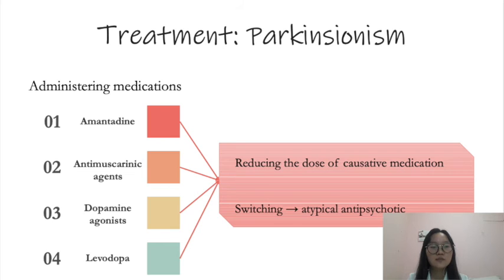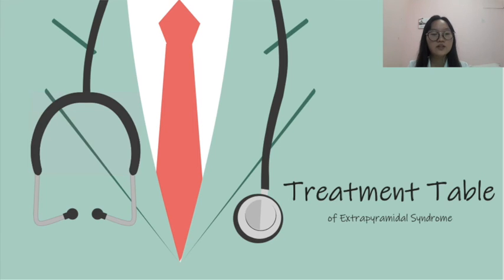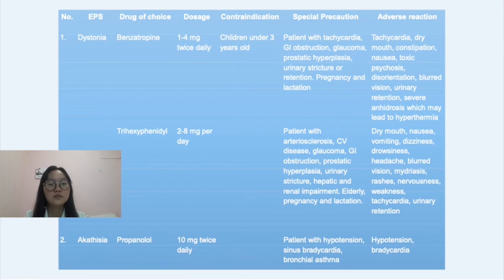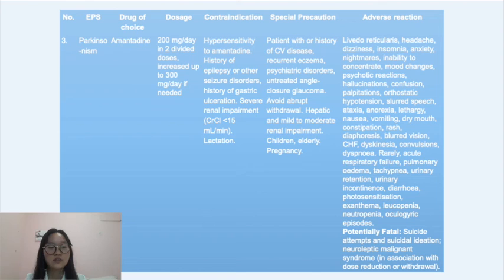Treatment of Parkinsonism includes administering medications used to treat Parkinson's disease such as amantadine, antimuscarinic agents, dopamine agonists, and levodopa, reducing the dose of causative medication, and switching medication to an atypical antipsychotic. These are several drugs that are used to treat EPS based on its symptoms. It includes the dosage, contraindication, special precaution, and adverse reaction.